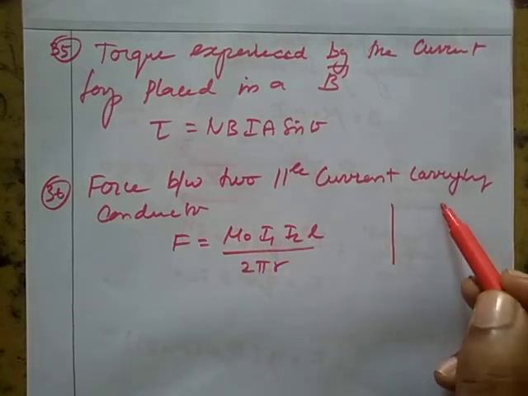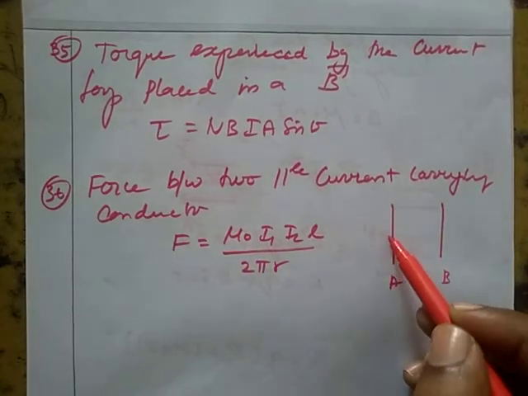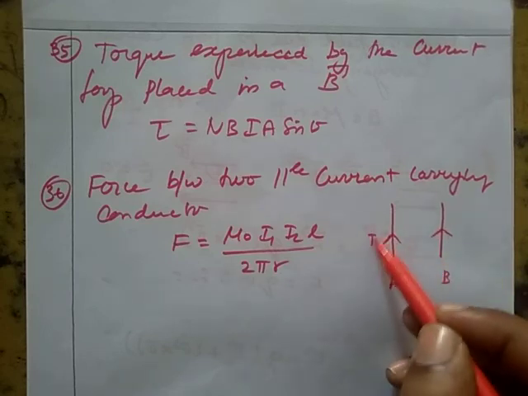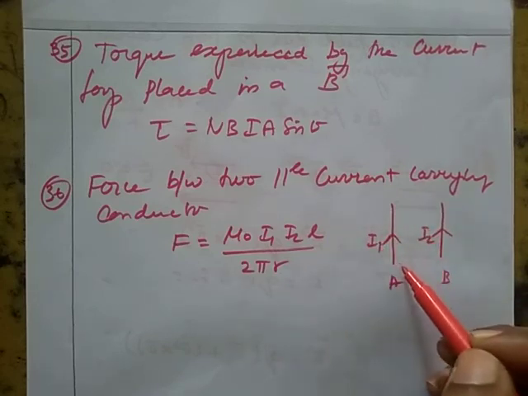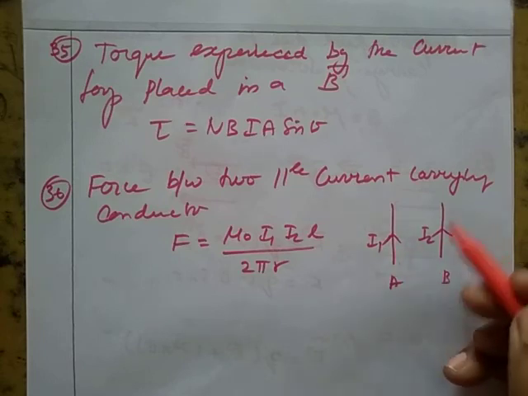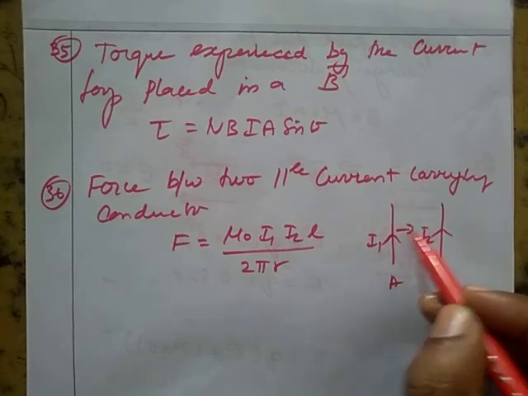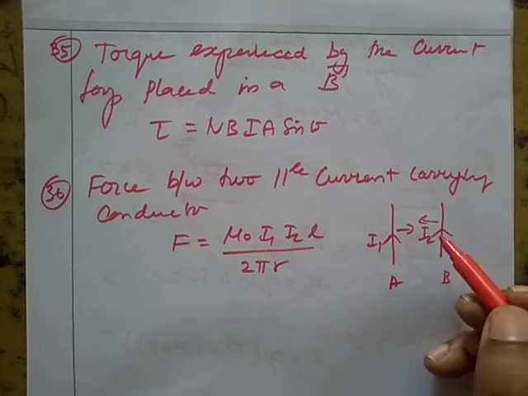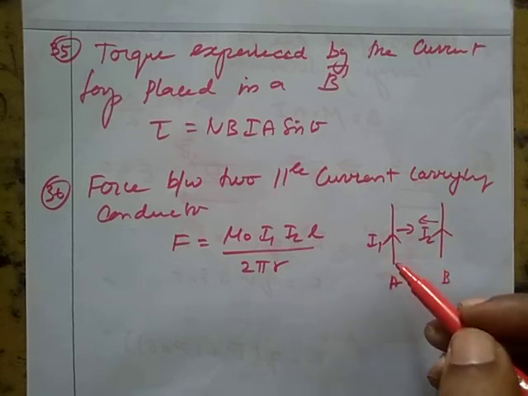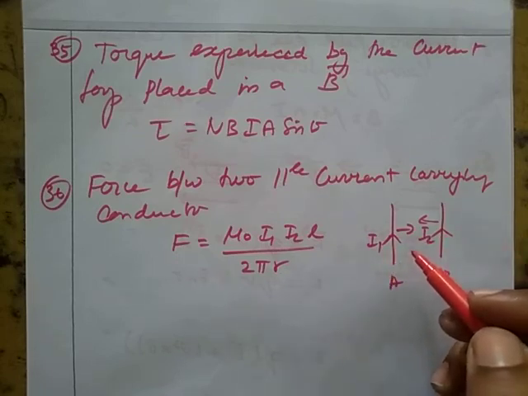Suppose here A and B are the conductors, and I1 and I2 are the currents flowing in these two conductors in the same direction. They will experience a force like this, so the two conductors will attract each other. Suppose the currents flow in opposite directions, they will repel each other.